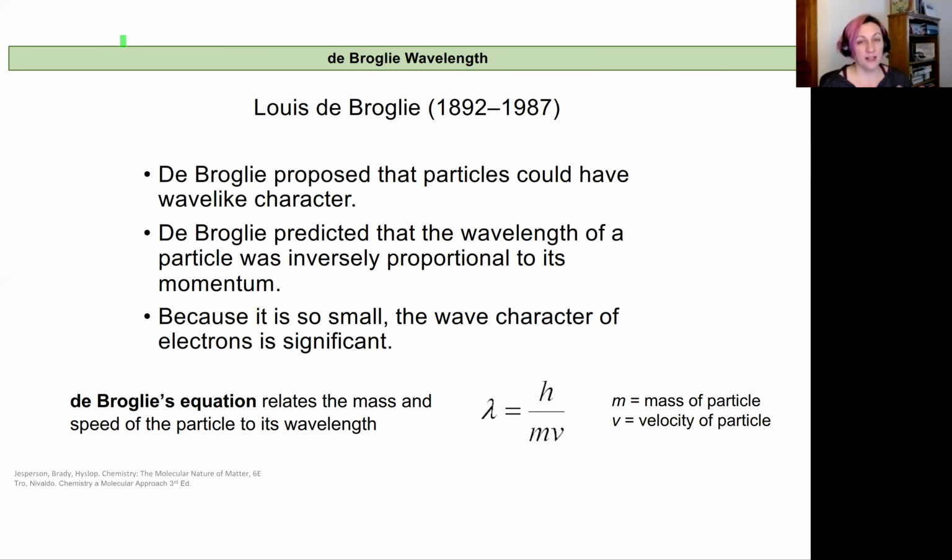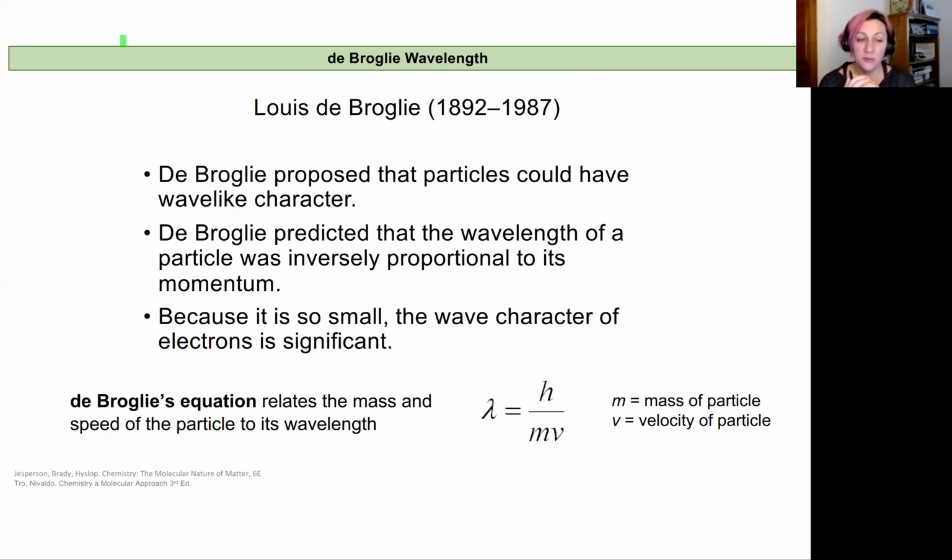Right? So we've already said that light can behave both as a wave and as a particle. And de Broglie said, well, guess what? Matter, which we're used to acting as a particle, can also act as a wave. And he predicted that the wavelength of a particle would be inversely proportional to its momentum. So if something is very, very small, the wave character of it would become significant. And so electrons being very small would have a significant amount of wave character to their behavior. And that would become a meaningful part of how we see this picture of an atom.